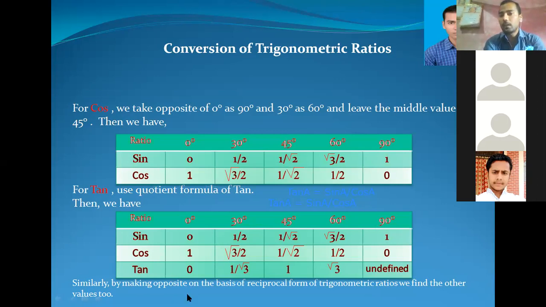So in this way, to find the next values, that is cot, sec, cosec, you can apply the opposite on the basis of the reciprocal form of trigonometric ratios.